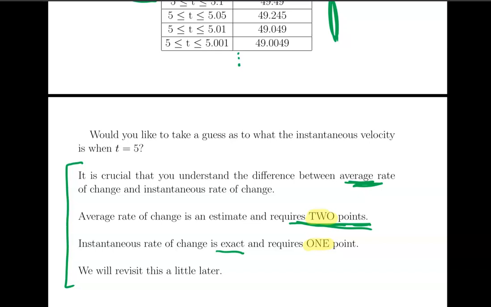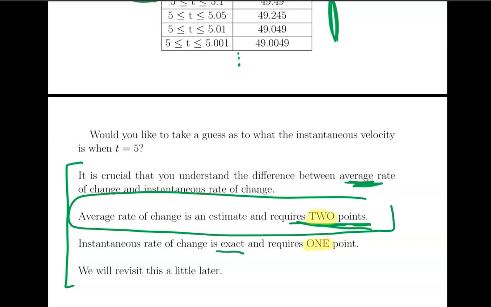And of course, we're going to revisit this because right now, this is all we know how to do, which is fine. But we want to go from here to here. I don't want to bother with charts and graphs. I want to find out the instantaneous rate of change exactly, requiring 1 point. As you may imagine, this jump is where the limit rears its head. So we will be talking a lot about this going forward.